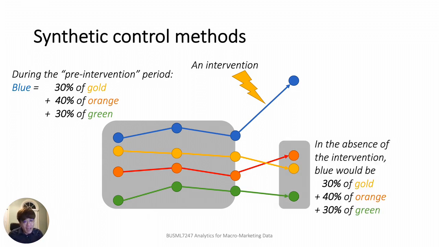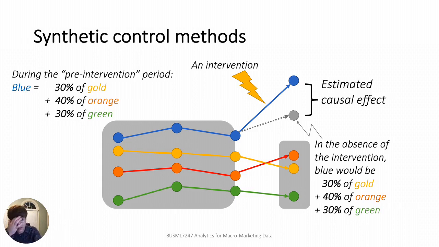Then, coming back to the prism, the method synthesizes a composite unit by blending the present values of the control units with the revealed composition rates. This synthetic unit is the estimate of what would happen to the treated unit in the absence of the intervention and enables us to estimate the causal effect of the intervention.